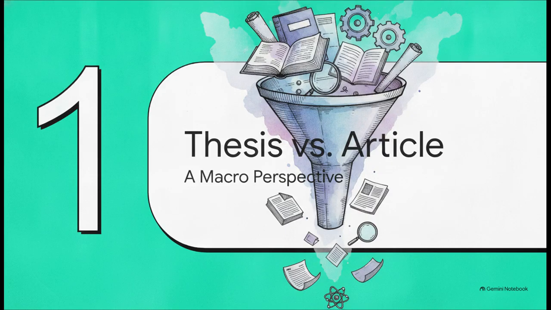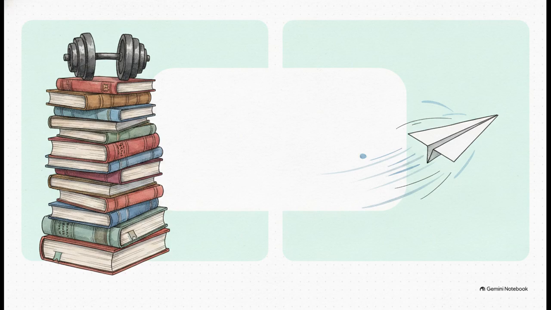Starting off with Section 1, thesis versus journal article, we are taking a macro perspective here. Think of your thesis like a heavyweight champion. It's comprehensive, it's exhaustive, clocking in anywhere from 100 to well over 300 pages, and its core audience is your academic committee. Your job there was literally to prove you did the work.